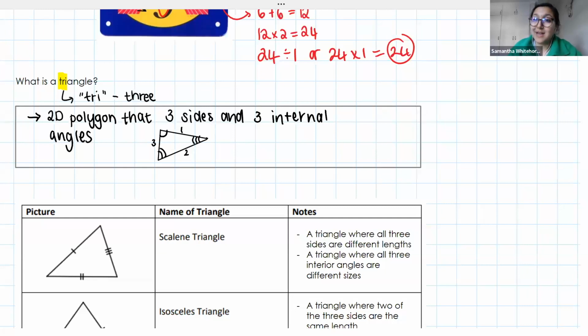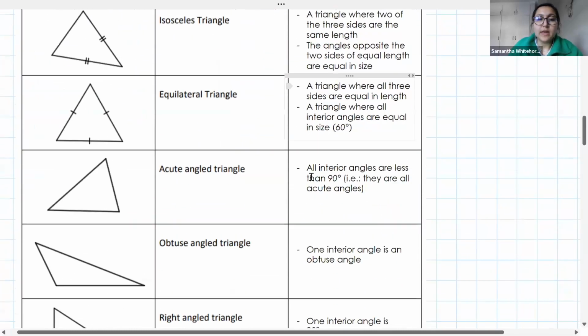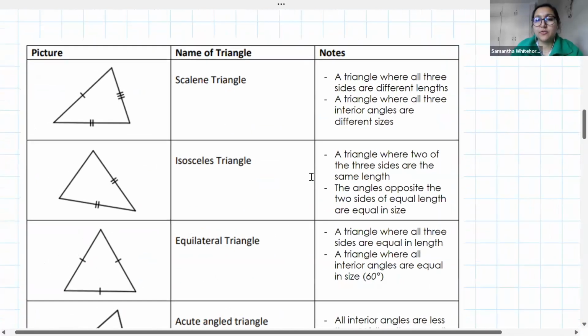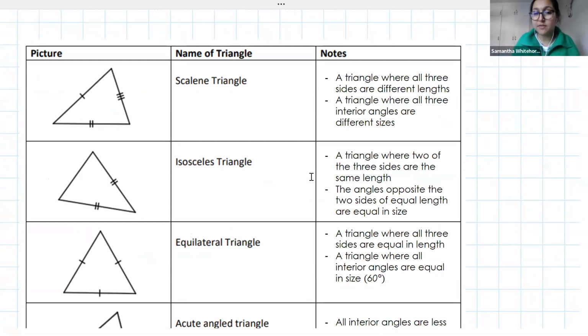We now can start to classify triangles according to certain characteristics that they have. Again, you can take a screenshot of all of this just now. Let's sit and listen. We can classify triangles based on 2 different characteristics. Either we can classify triangles based on their sides and the lengths of their sides, or we can classify triangles based on their angles.